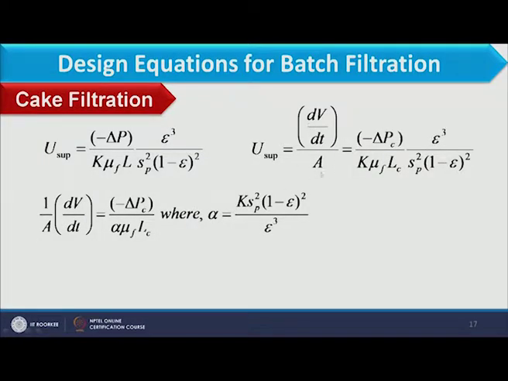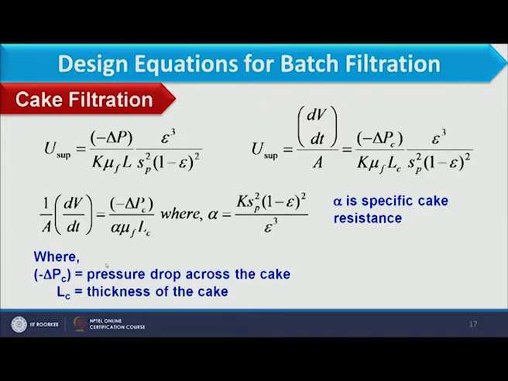Further, here we can rewrite this particular expression as 1 by A dV over dt, and that is equated with minus delta Pc by alpha mu f Lc. Now Lc is basically the total thickness of the cake. Alpha we have introduced over here, and mu f we have defined as the viscosity of the fluid. So alpha we can further define like this, where we have all constant values. So alpha is basically defined as the specific cake resistance. So following this expression, where delta Pc is pressure drop across the cake and Lc is the thickness of cake, as we have already discussed.